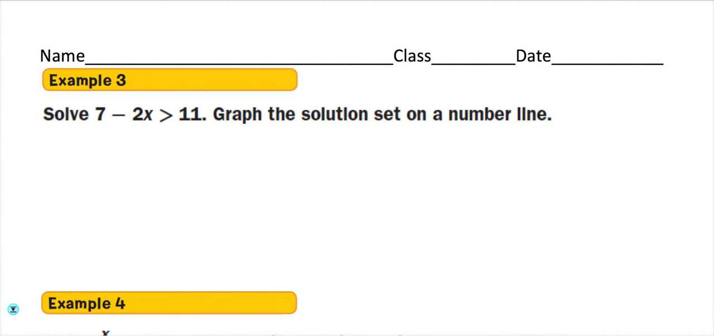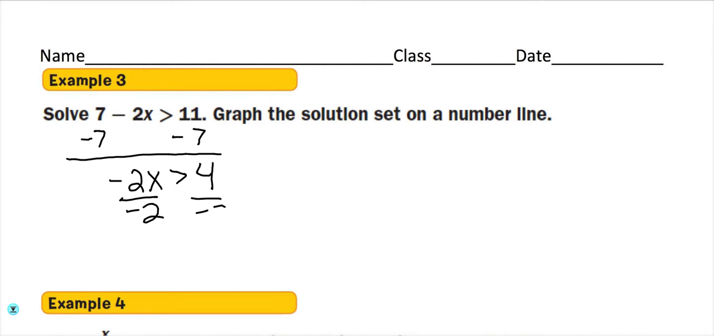Okay, example 3 says solve 7 minus 2x is greater than 11, and then graph that one out. So we will subtract off 7. It's going to leave us with negative 2x is greater than, and then we have 11 minus 7, which is 4. We're going to divide by negative 2. Okay, x. And I ask myself, did I multiply or divide by a negative? In this case, I did. So I actually need to reverse the sign to less than, and then make that negative 2.